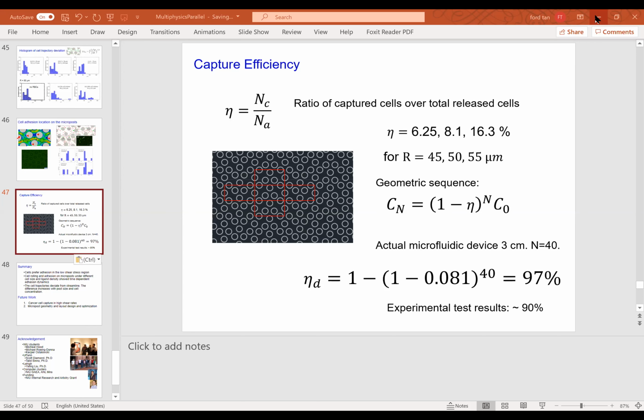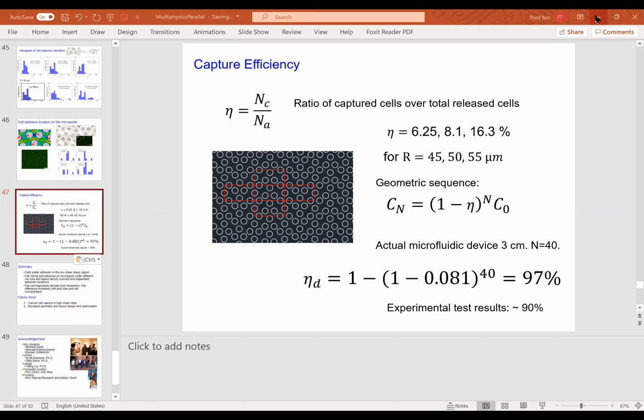In order to compare with the big scale, like the actual microfluid device, which is about 3 centimeter, we assume the whole device can be represented as a sequential array of individual units. The cancer cells exiting from one unit would enter the second unit, so we can combine all of them together. We assume that follows a simple geometric sequence, and then we can calculate the capture efficiency.